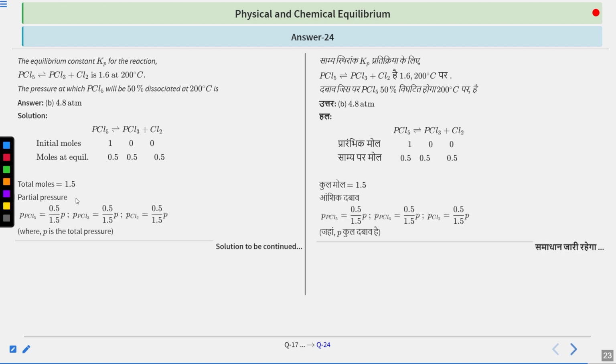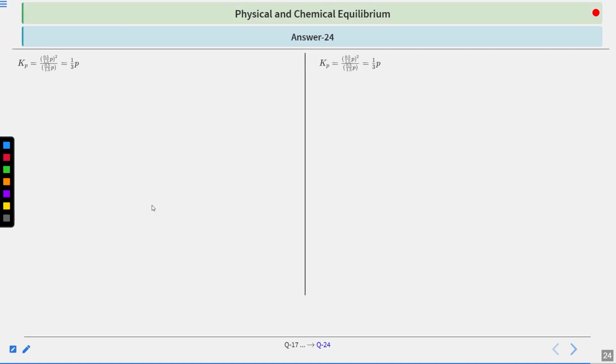And hence we can calculate the partial pressure as the mole fraction multiplied by the total pressure for PCl5. Similarly, the mole fraction of PCl3 is 0.5 by 1.5, and for the mole fraction of chlorine, it is 0.5 by 1.5. Each of these is multiplied by the total pressure. Now, if you put all of these into Kp, that is your dissociation constant, we get it as 1 by 3P. Kp is already given as 1.6. If we equate this, we'll get the pressure as 4.8 atm as the correct answer.